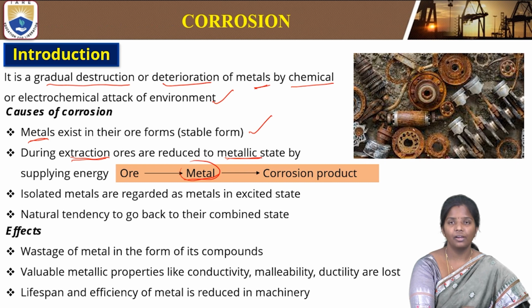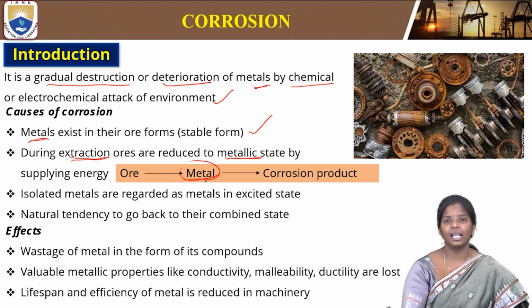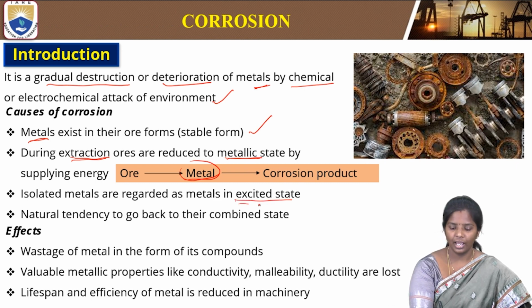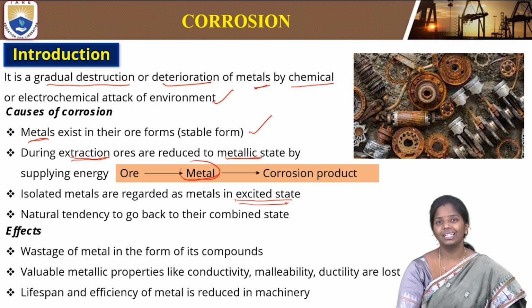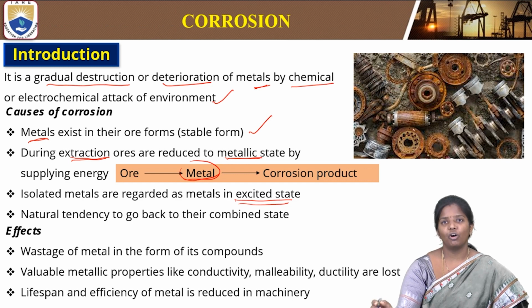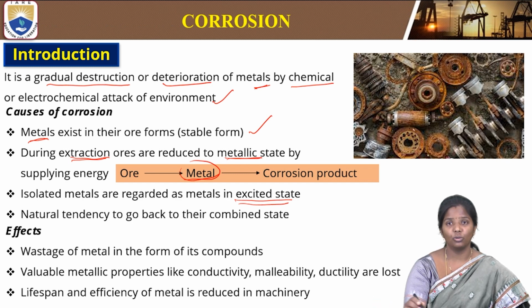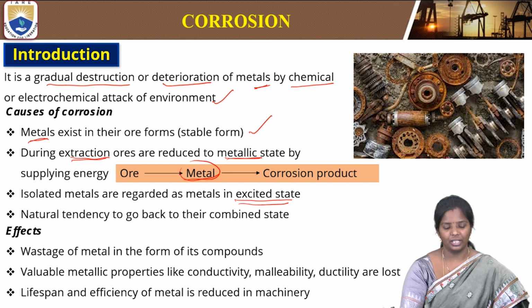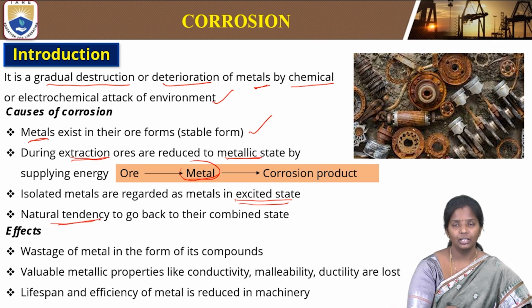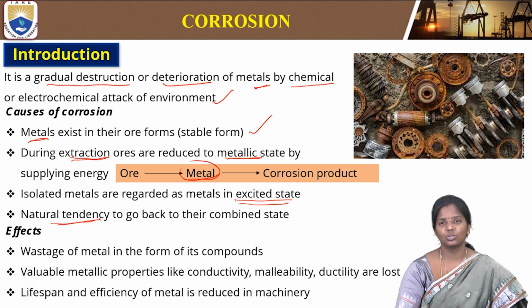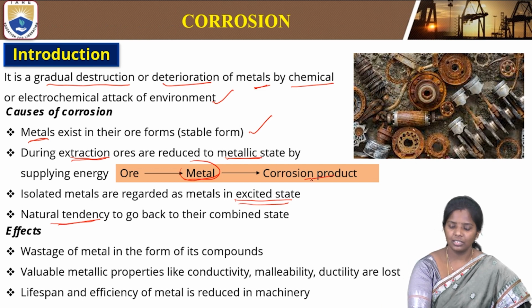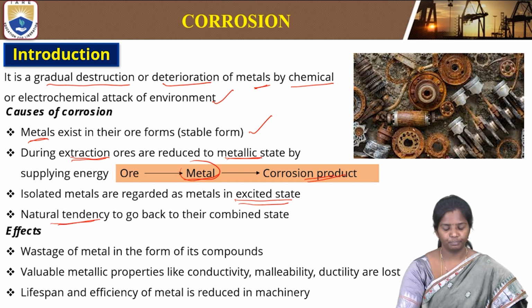So what happens when it is in metal form? It is in excited state. So they tend to react with the environment or other affecting factors to form a stable product. So they want to go back to their stable form always. So this natural tendency of going back to its original state or the stable form of these metals is nothing but corrosion, and that is the corrosion product.